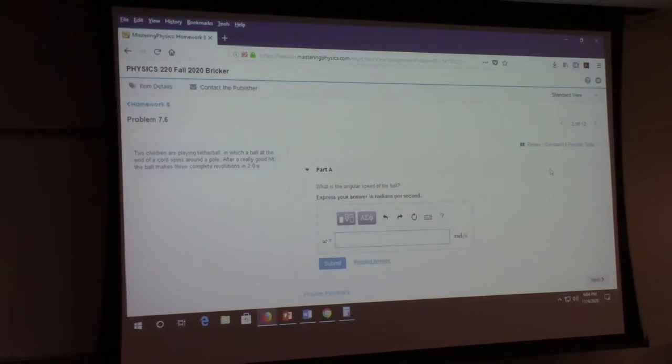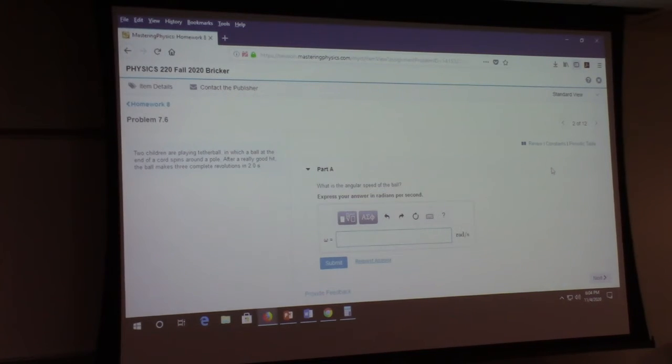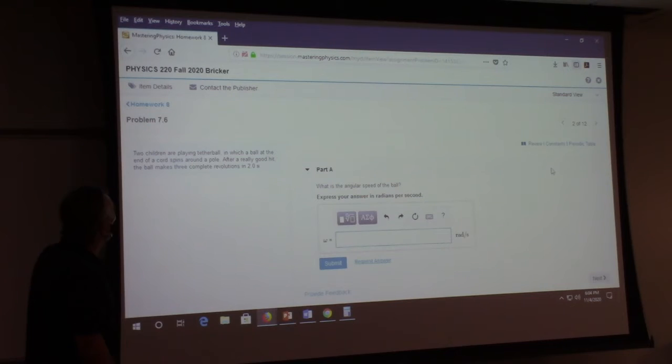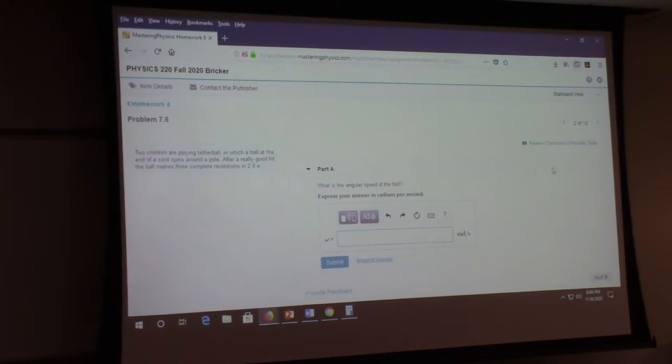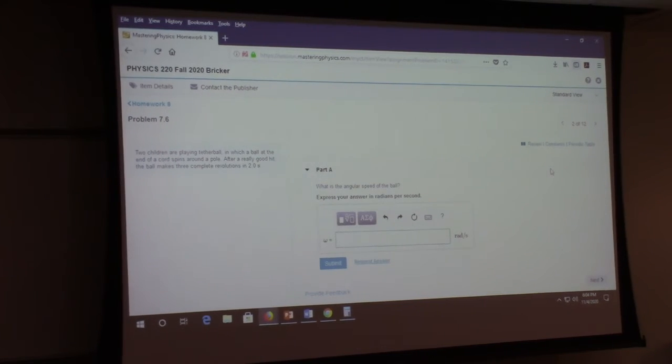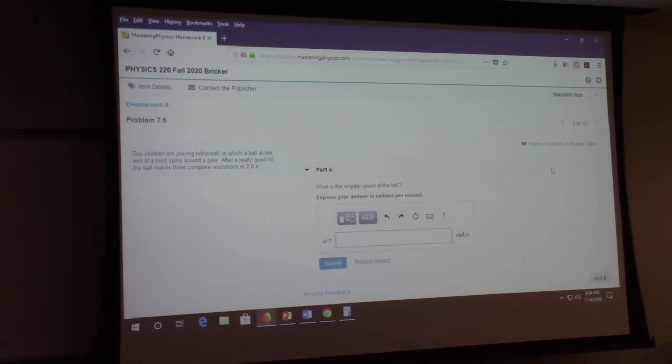So 3 revolutions in 2 seconds. We can get the regular frequency, right? The regular frequency is how many revolutions per second. That's what the regular frequency is. So really it's 3 divided by 2. That's what the regular frequency f is, right? How many revolutions you have per second.